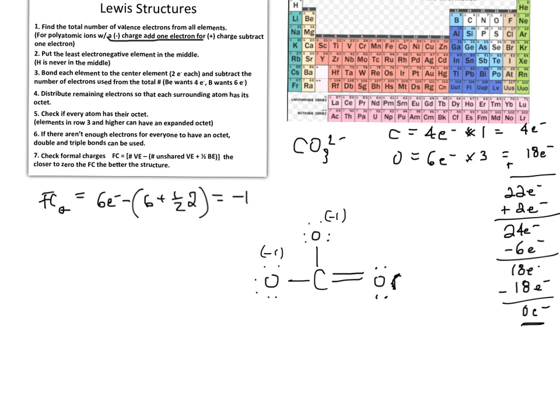Those brackets delineate that that's a formal charge as opposed to an overall charge of the molecule or an oxidation state. So if we go ahead and continue to do our calculations, let's do our formal charge for the oxygen with the double bond.